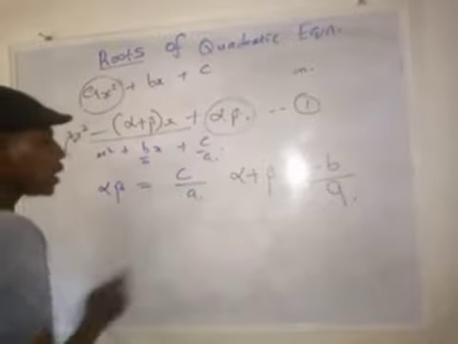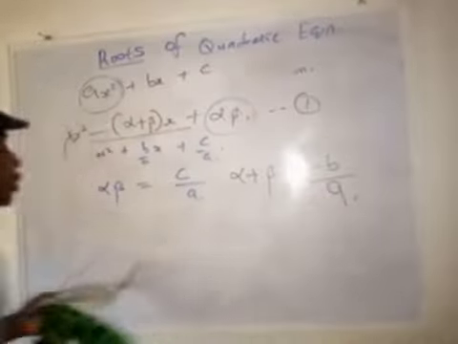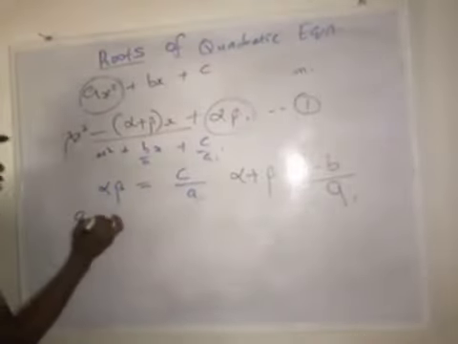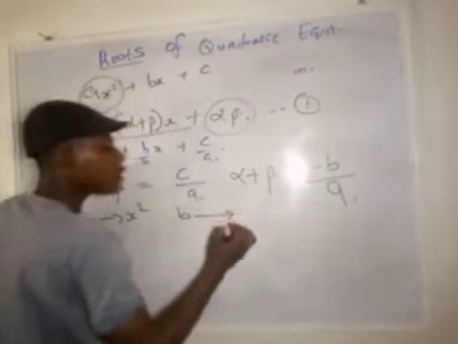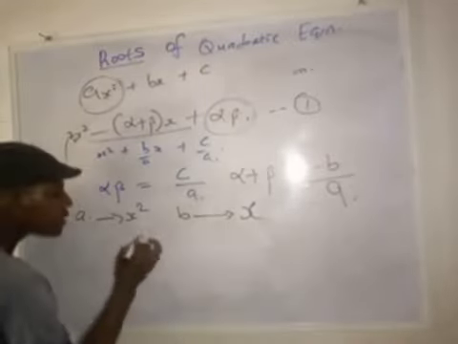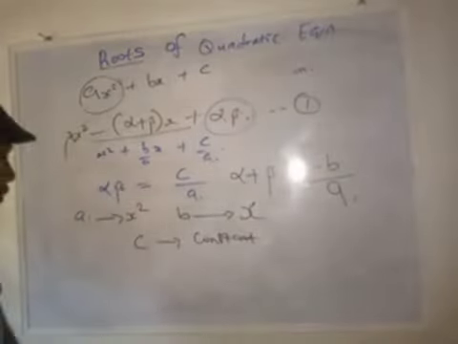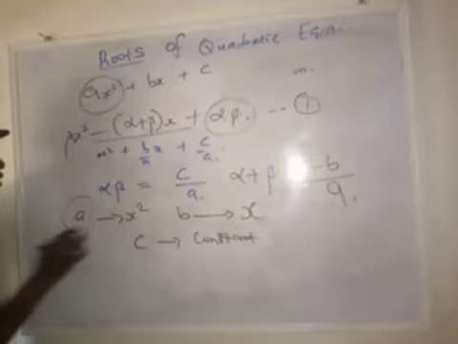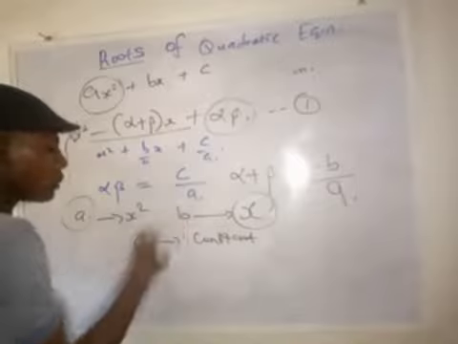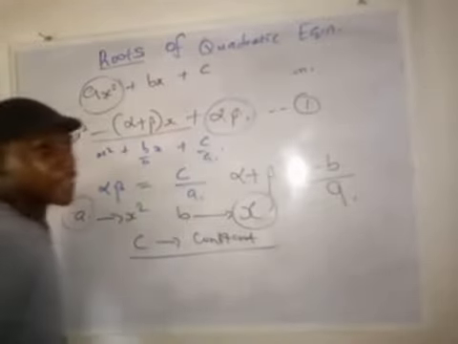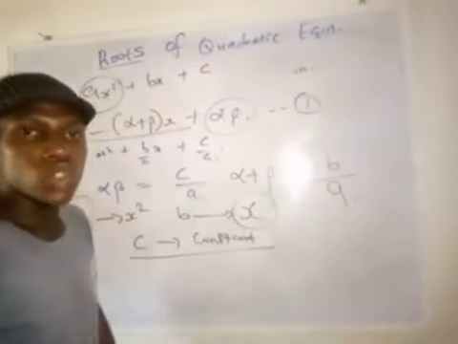We know that alpha beta is equal to c over a, and alpha plus beta is equal to minus b over a. Note something: a is the coefficient of x squared, b is the coefficient of x, and c is a constant in a quadratic equation. So anytime you see the coefficient of x squared, that is your a. Anytime you see the coefficient of x, that's your b. And anytime you see a value without x, it is known as a constant, and that will be your c value.